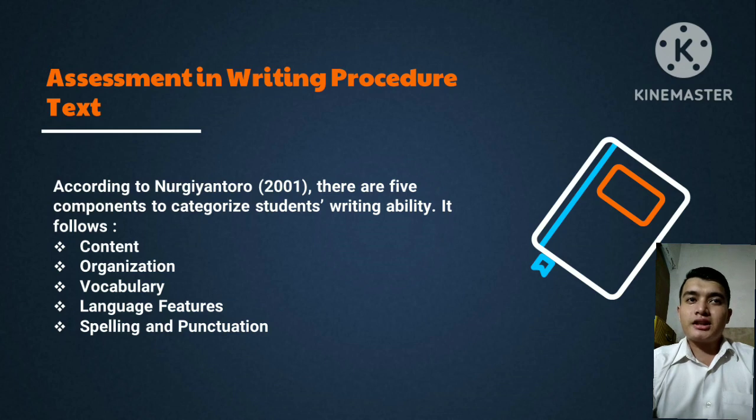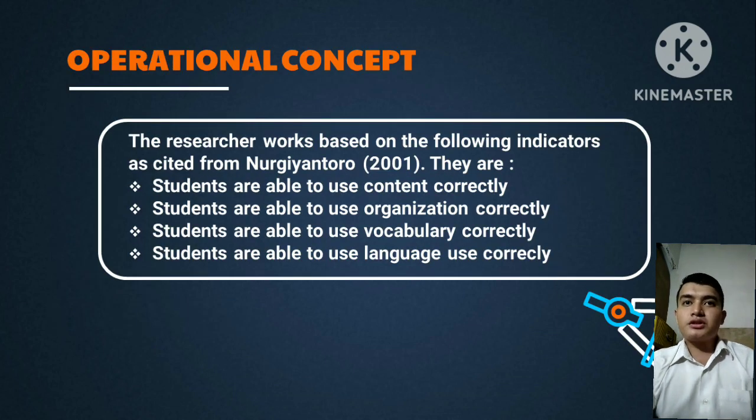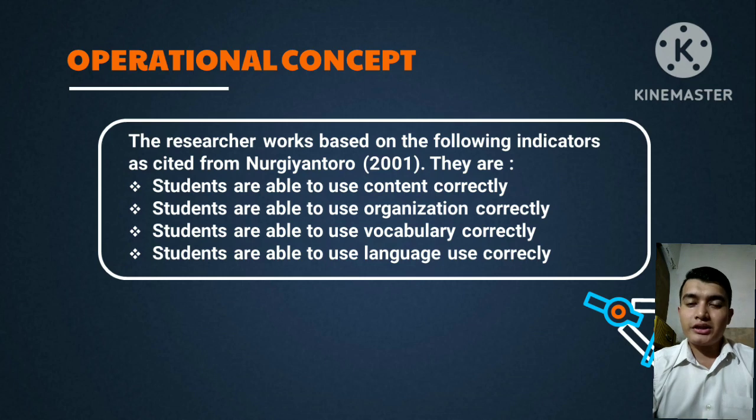Assessment in writing procedure text. According to Nurgiyantoro 2001, there are 5 components to categorize student writing ability. It follows: first, content; second, organization; third, vocabulary; fourth, language features; and the last one, spelling and punctuation. We come to the operational concept. The research works based on the following indicators as cited from Nurgiyantoro 2001. They are: students are able to use content correctly, organization correctly, vocabulary correctly, and language use correctly.